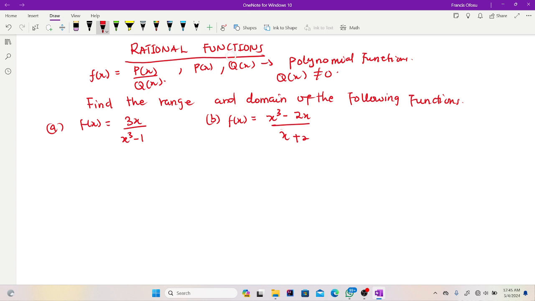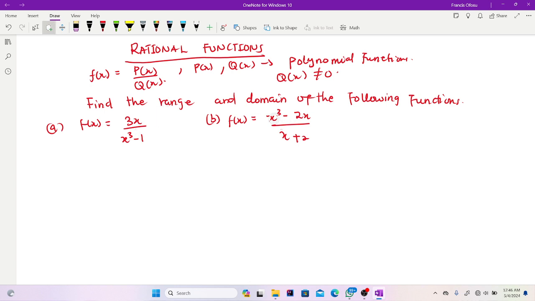So when you say rational functions here, we're simply talking about the quotient of two polynomial functions, okay? But the denominator is always non-zero because once the q of x turns 0, you get an undefined situation which deviates from the real number system.